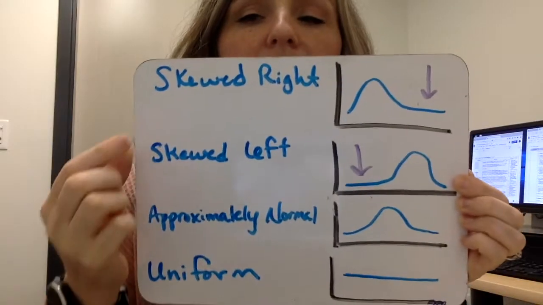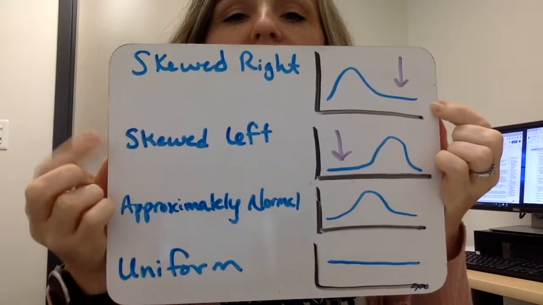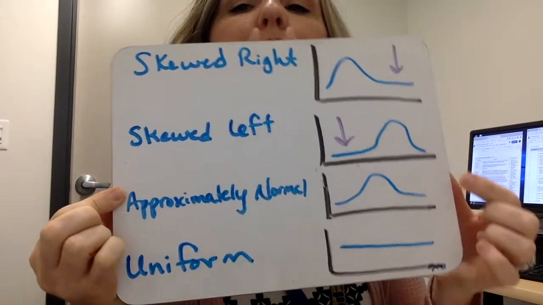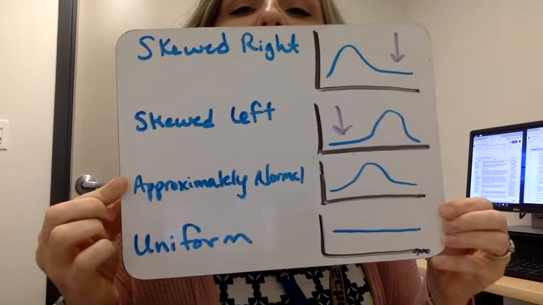Second reminder on skewed right: look at the tail, tail's on the right. Skewed left: look at the tail, it's on the left. Approximately normal means pretty much symmetric. And then uniform means everything's about the same height. Yeah? Okay.